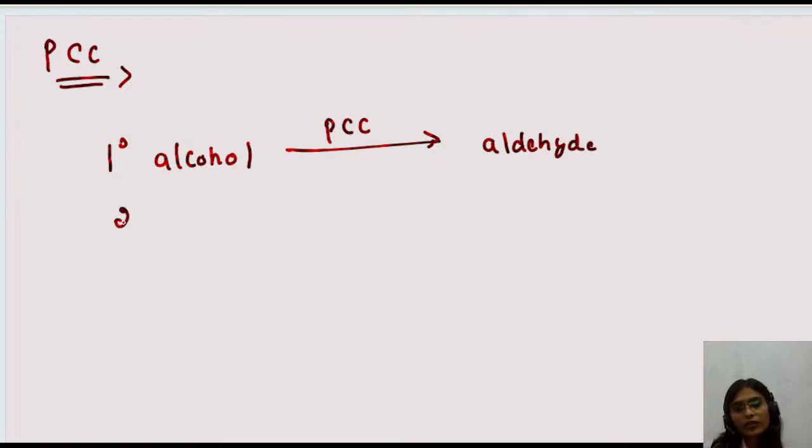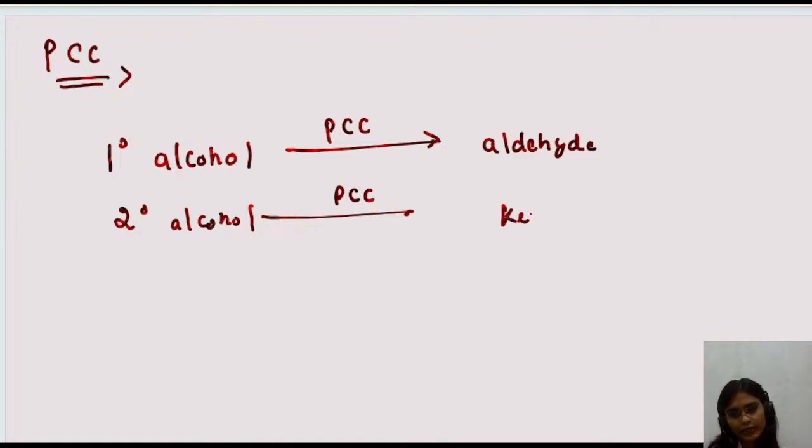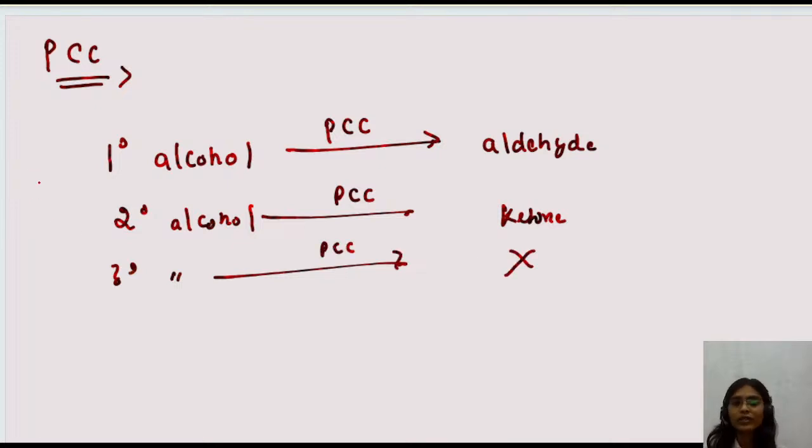Aldehyde. If you're using a secondary alcohol, then what we are getting there if you're using PCC similarly is a simple ketone. If you're using a tertiary alcohol, be noted the PCC reaction is never ever there.